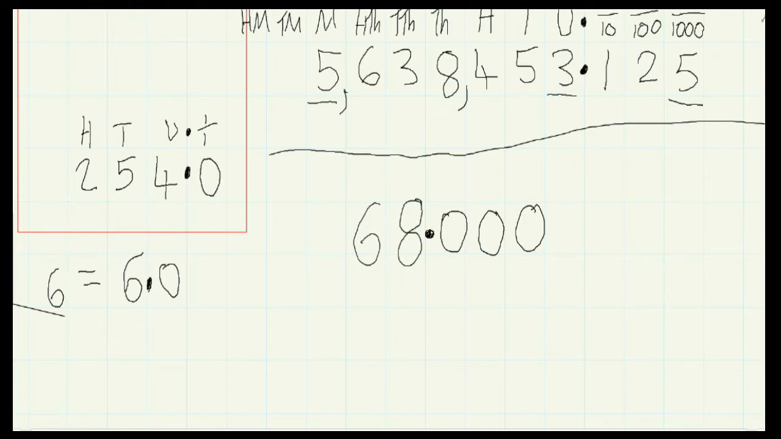So if you have the number 68, and Mr Blom will show you an example with money in a little while, sometimes you need to put a decimal point on in order to do some workings with it. So if there's no decimal point on 68, where does it go? At the end. 68.0 or 68.00, 68.000.